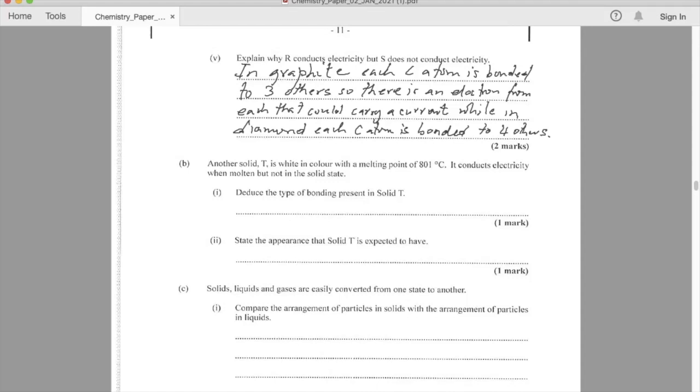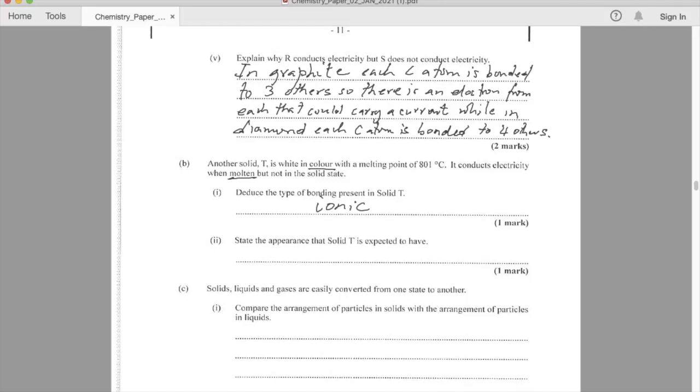Another solid T is white, with a melting point of 801 degrees Celsius. It conducts electricity when molten, but not in the solid state. Deduce the type of bonding present in solid T. So this bonding would definitely be ionic, and we should be thinking about sodium chloride here. And I don't know which text you're using, but they have a nice table, I think, in the concise that gives a comparison between the structure of sodium chloride, diamond, and graphite.